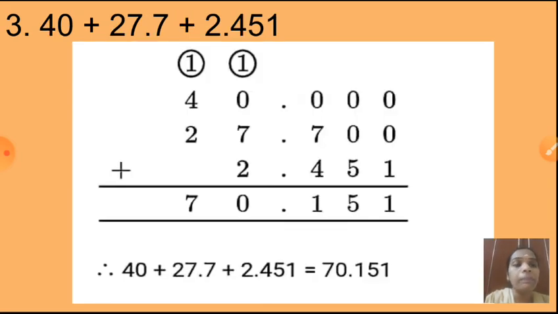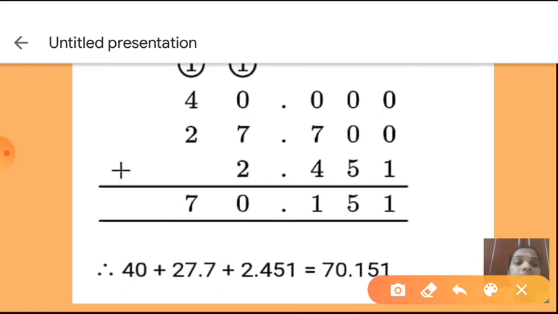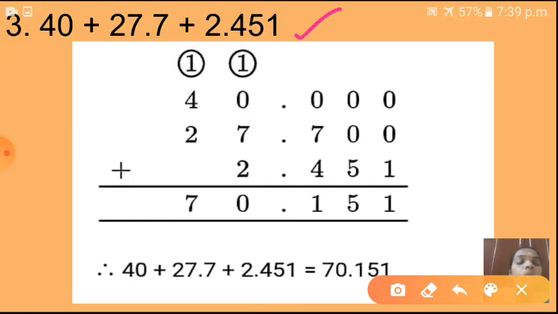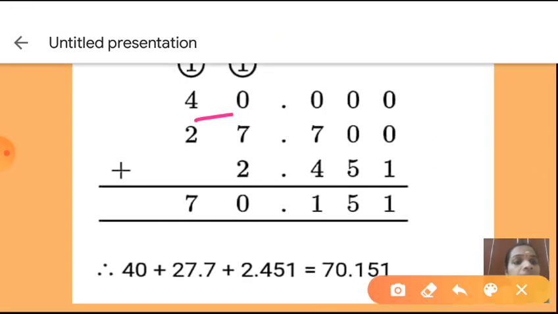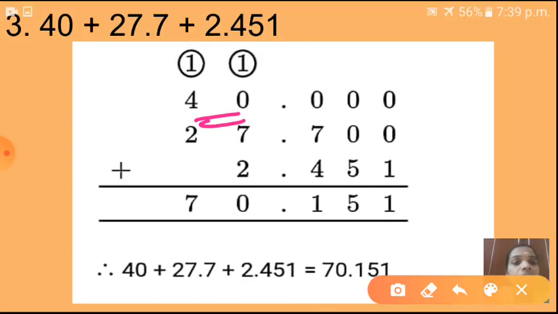Okay children, the third sum you have to see: 40 plus 27.7 plus 2.451. So you have to write the numbers in proper places. That is the important thing. Here 40 is a whole number, it is in the whole part, so you have to write the 40 here. Next number is what? 27. So here 27 point, there is no number after it, so I have written 0 0 0. So in 27.7, 7 is in the tenths place.